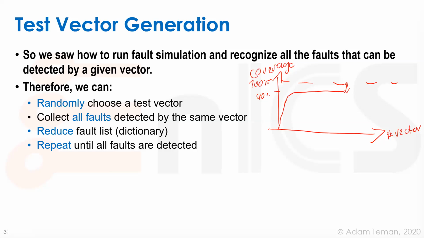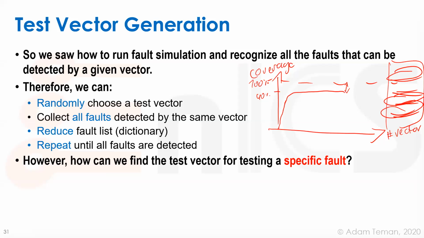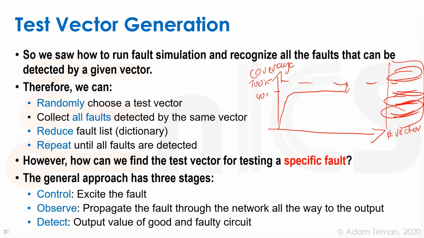of our vectors. So what we have to do here is, in our big dictionary, we marked off all of these faults, but we still have this fault left and that fault left and that fault left, and we want to find a vector that will actually find them. So how do we go and find the vector for testing a specific fault? That's a really non-easy and non-trivial type of problem, okay? The basic approach is to do this: control or excite the fault, observe, propagate the fault through the network all the way to the output, and detect, which is output the value of the good and the faulty circuit. Let's see how that works.